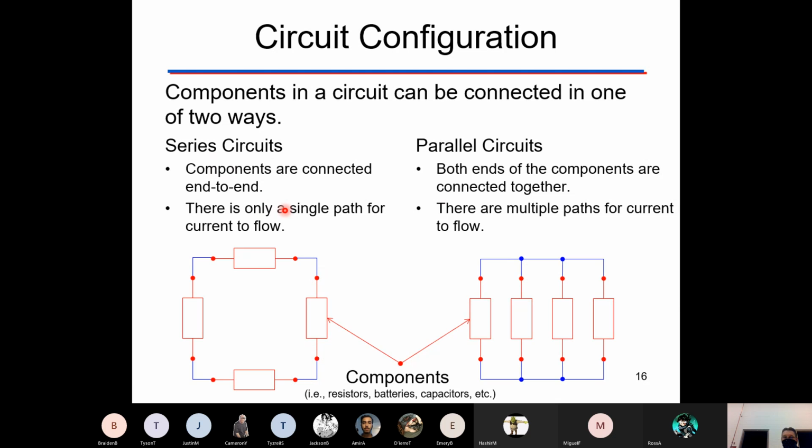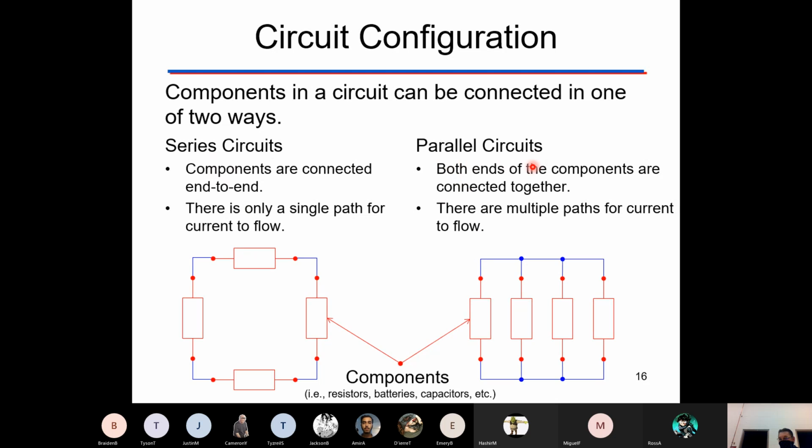Okay, so in a series circuit, the ends of the components are connected to another component's end. I don't know how else to explain it. The wording is where everybody gets it mixed up. There is only one path that leads through the circuit for the current to go.